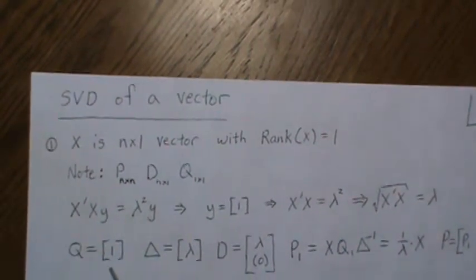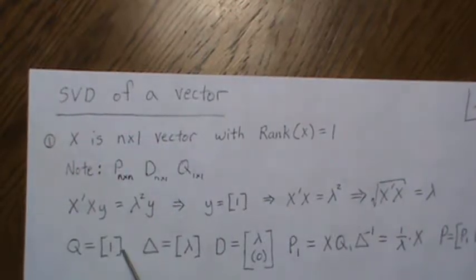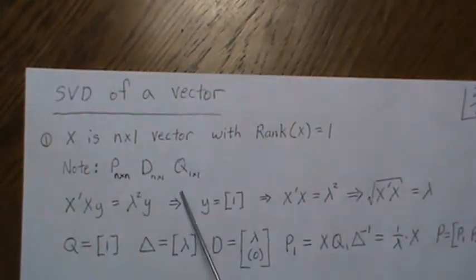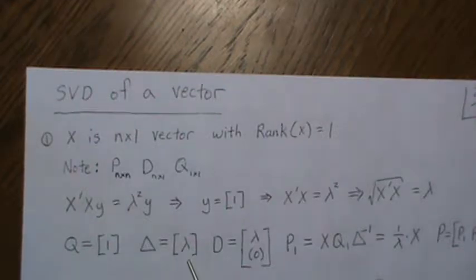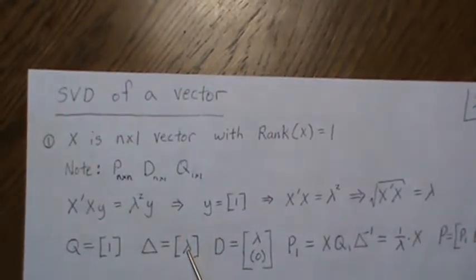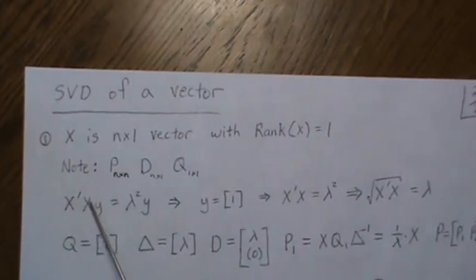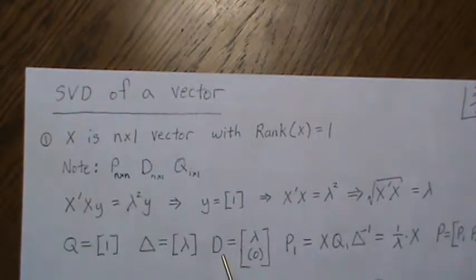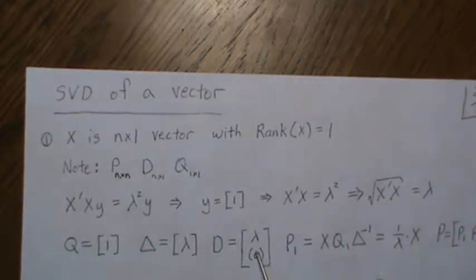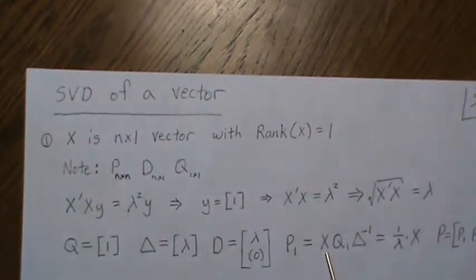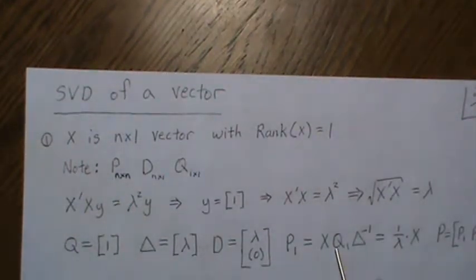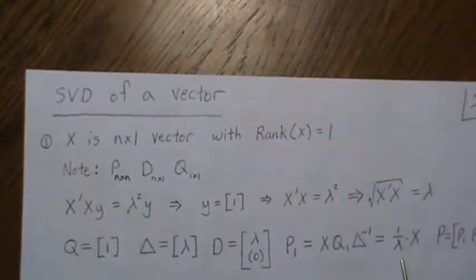So Q is 1. Now there's no Q2 because this is how many it should be, 1 by 1. And delta is lambda, so it's the principal root of the eigenvalue of this matrix, which is lambda. That says D is lambda and then all zeros, and it has to be n by 1. And P1 we develop like this. And then if you plug in X, of course, is here, and Q1, which is 1, and inverse of delta is 1 over lambda.